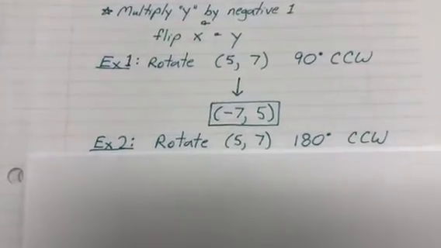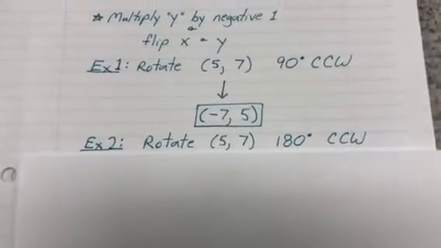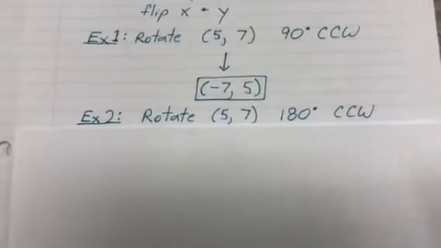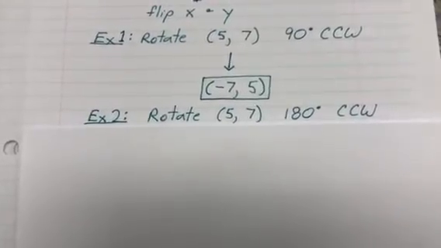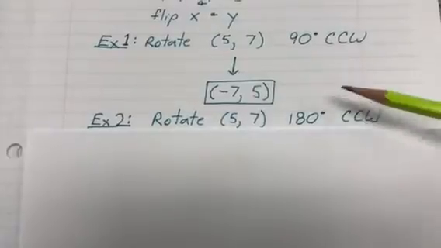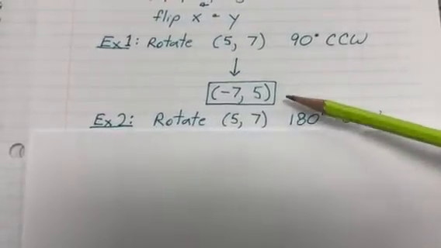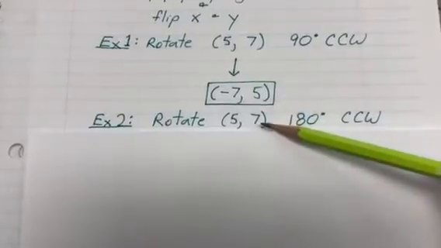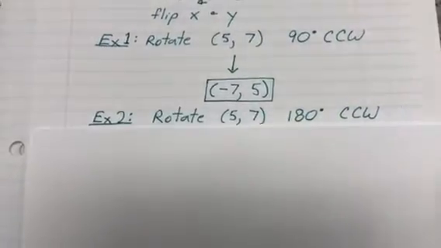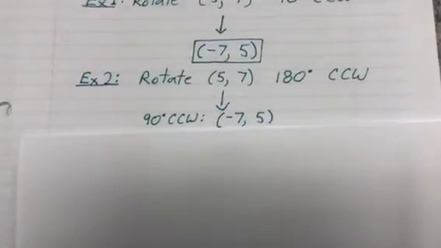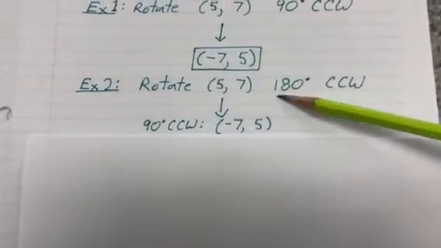Example 2, same point. Rotate the point 5, 7, 180 degrees counterclockwise. Ones that are more than 90 degrees, you just have to go through that same process multiple times. For 180, you're just going to have to do it twice. Well, we already did the first one, right? We multiply y by a negative, and then we switch them, so we get -7, 5. Then we simply do it one more time.